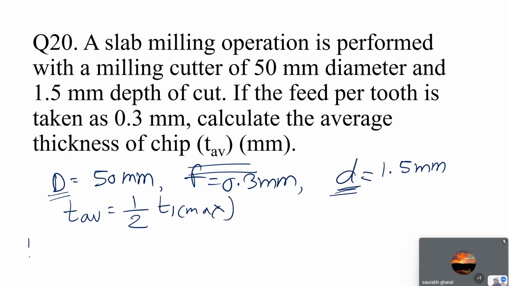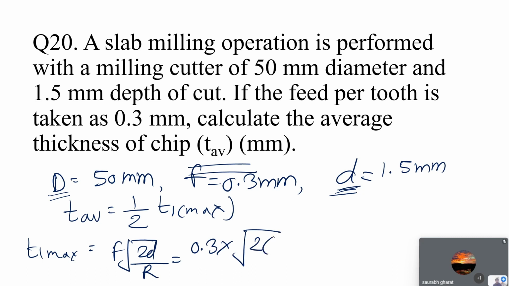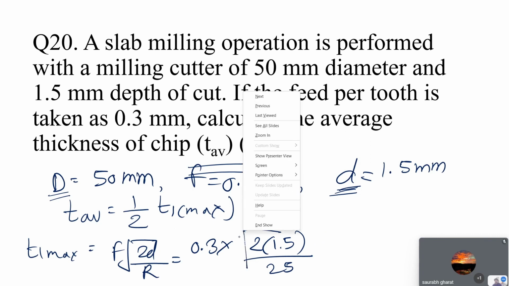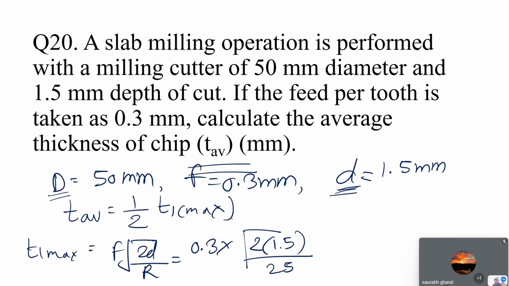We will calculate it now. T max is equal to this formula, f under root 2d by R, which is equal to 0.3 into the square root of 2 times d, where d is 1.5, divided by R, where R is 25 because the diameter is mentioned, that's why you have to take R. It is a complete square root, so don't do anything else. It will be 0.1039 millimeter.